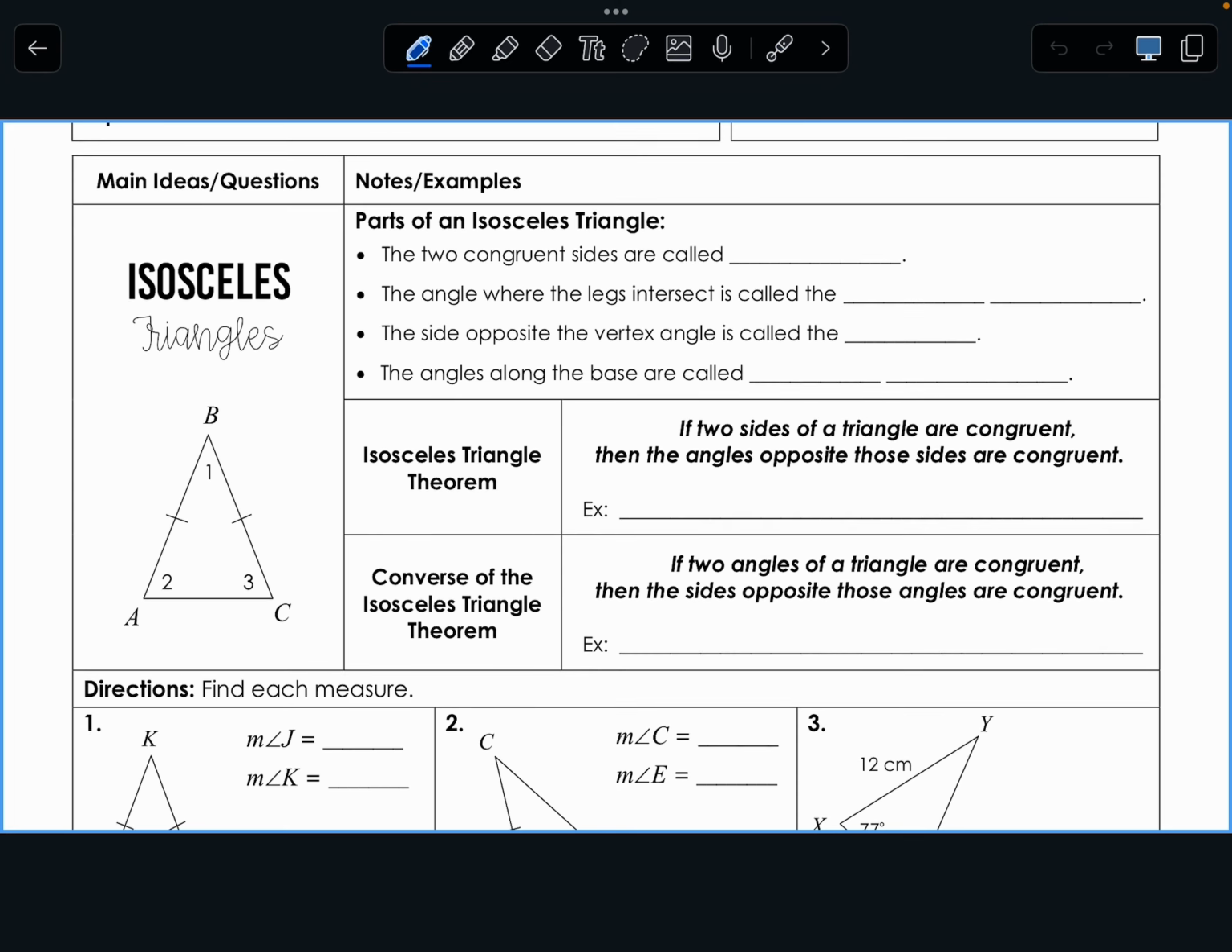Okay, so there are two congruent sides called legs. The angle where the legs intersect is called the vertex angle. The side opposite the vertex angle is called the base. And the angles along the base are called base angles.